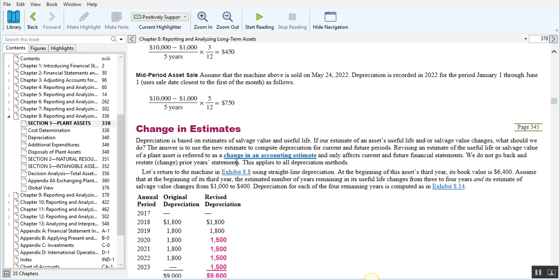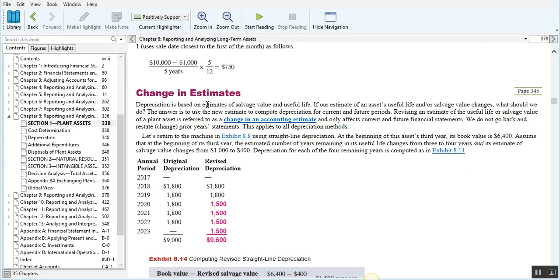The same would be true if we sold it before it was fully depreciated. In this case, they're selling it before it's fully depreciated, so they take the cost minus salvage to get the book value and divide by 5, but they multiply that times 5 divided by 12, and it's 5 because they sold it on May 24th. So we're going to count the entire month of May, April, March, February, and January. All of those are going to be here. So we have 5 months that we're going to count out of 12, and that'll be prorated here.